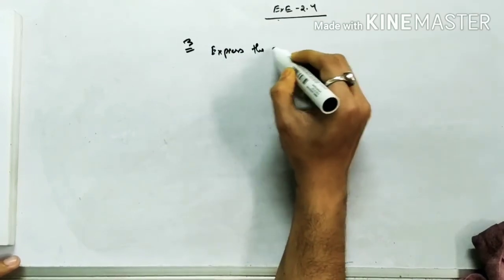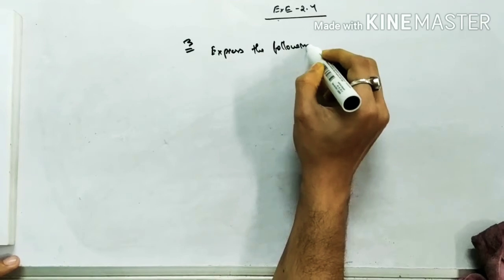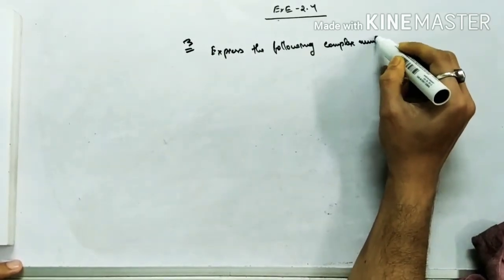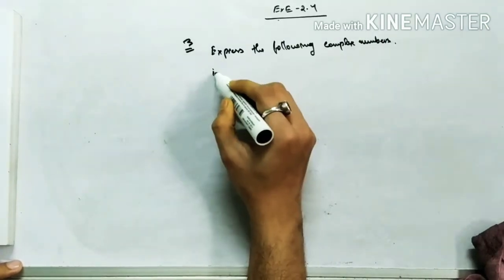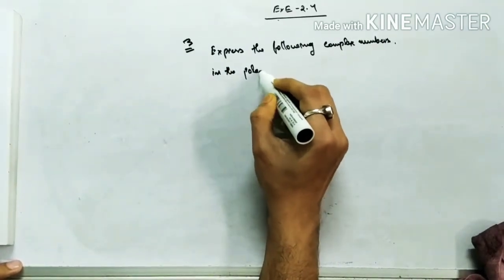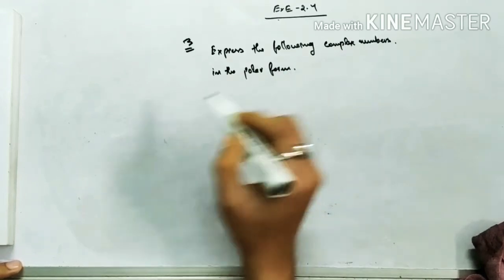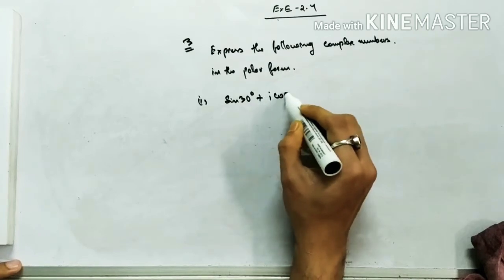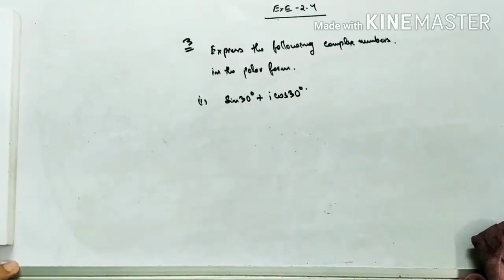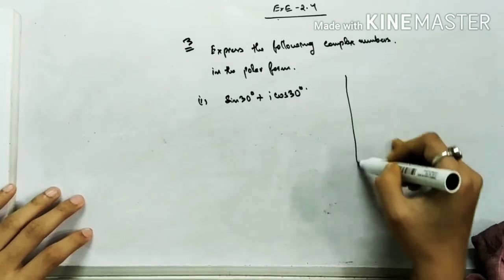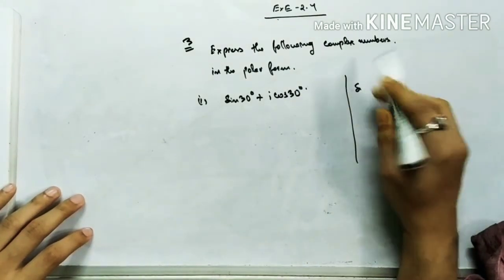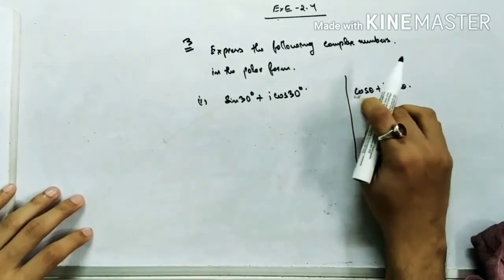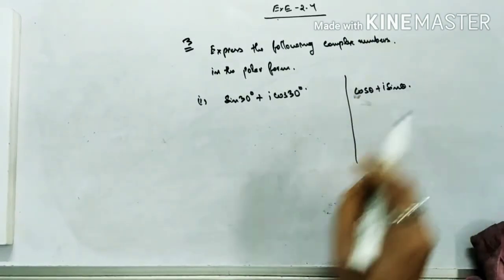Express the following complex numbers in the polar form. Number 1 is sin 30 degree plus i cos 30 degree. So for the polar form, remember, it is cos theta plus i sin theta.